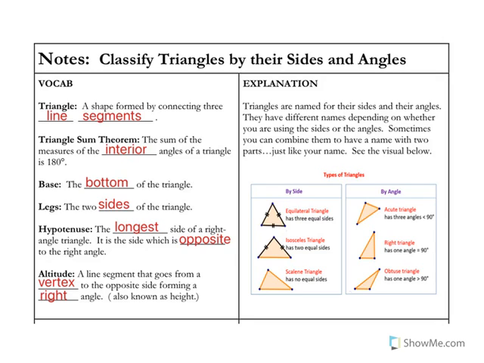Hypotenuse is the longest side of a right-angled triangle. It is the side which is opposite to the right angle. We'll definitely learn more about right-angled triangles in a couple of units.